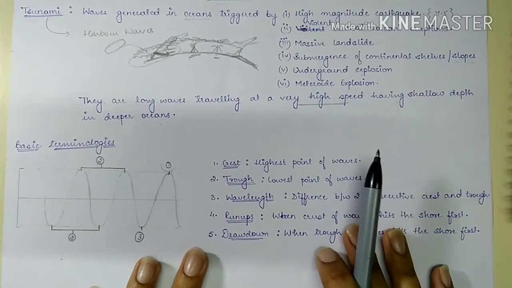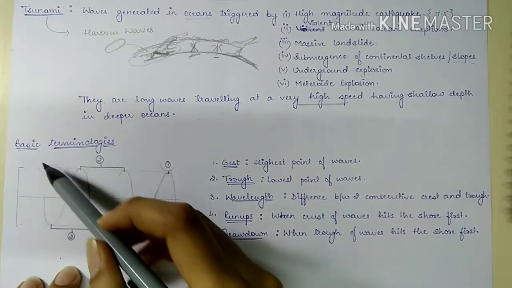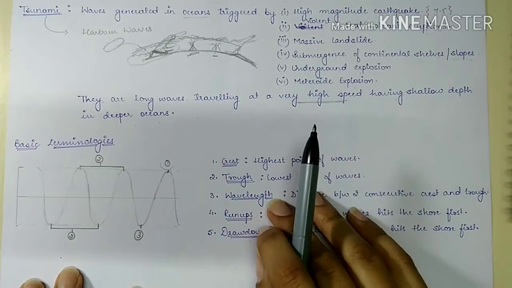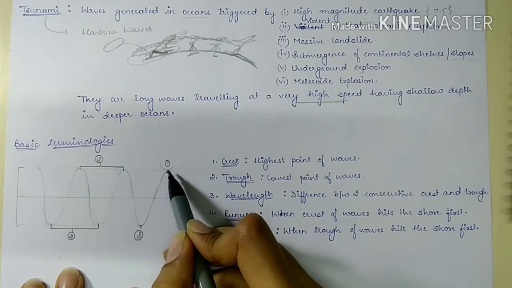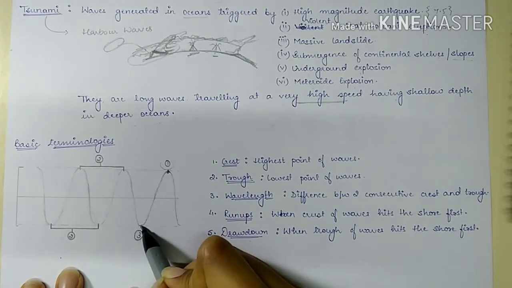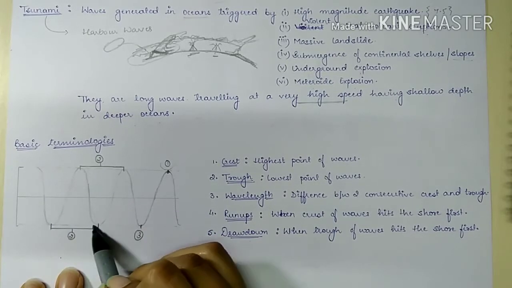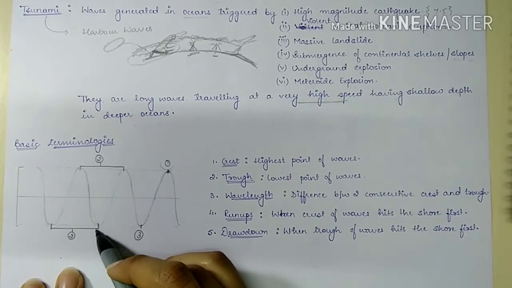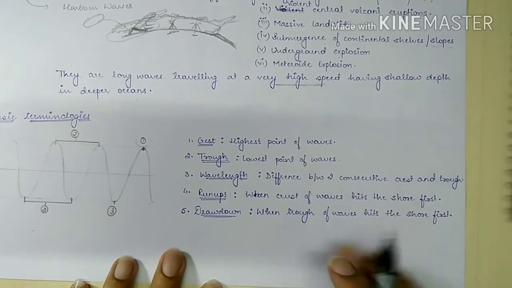Now we will look into the basic terminologies of waves. We have waves like this. They move in an up and down motion. The highest point which a wave reaches is the crest, and its lowest point is the trough. The distance between two consecutive crests is known as the wavelength of the wave.